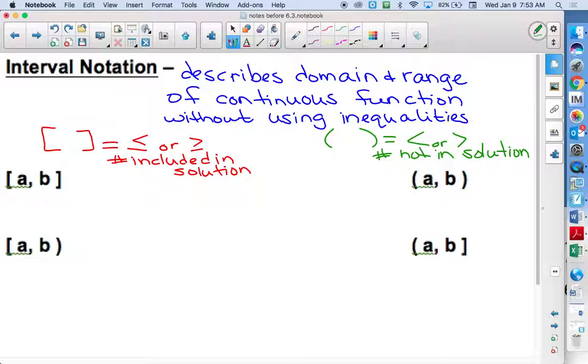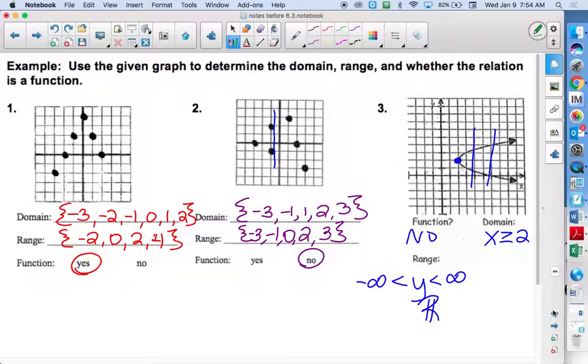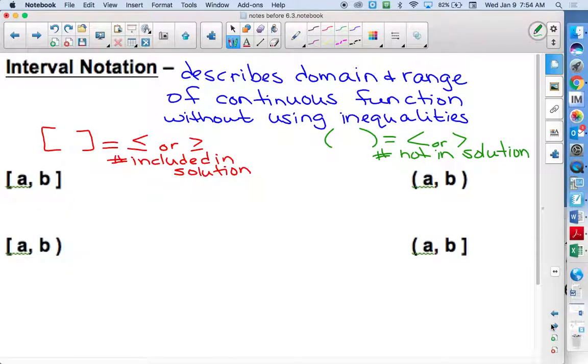So anytime you would say less than or greater than, like we did right here, we would use a parenthesis. There are 4 options down below, and we're just going to talk about those 4 options. Then we'll see if we can start writing domain and range using interval notation instead of using inequalities. And I actually think it's easier because then you don't have to worry about which way your inequalities flip.